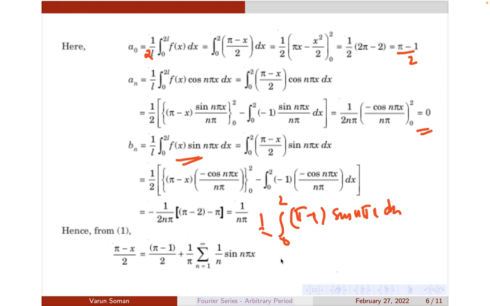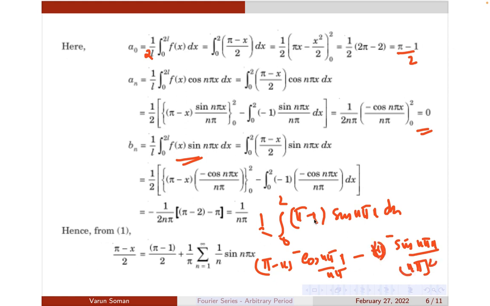So when you integrate, what will you get? It will be pi minus x into minus cos n pi x by n pi, minus, the derivative of pi minus x is again minus 1, so minus 1 into minus sin n pi x by n pi the whole square. The limit is 0 to 2.